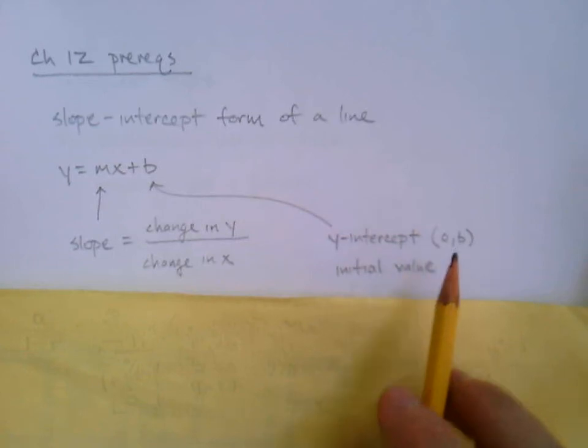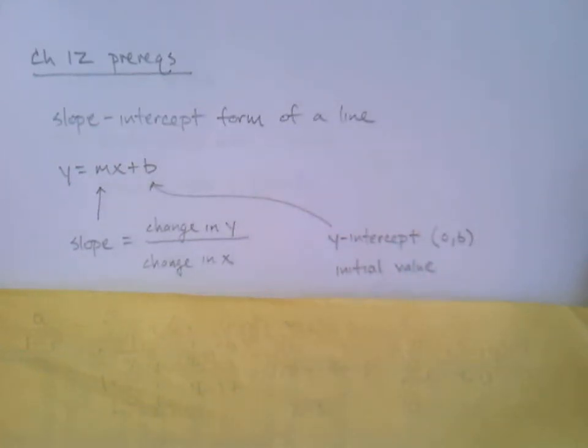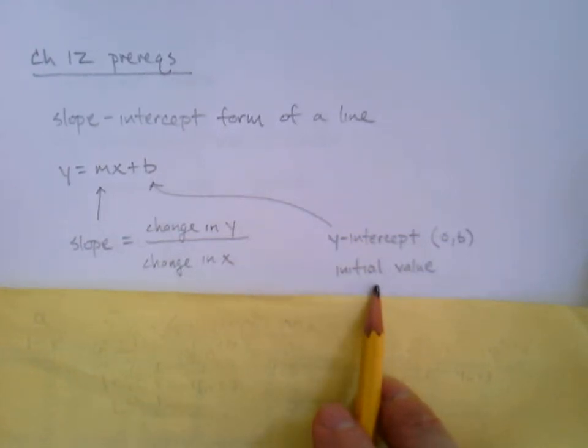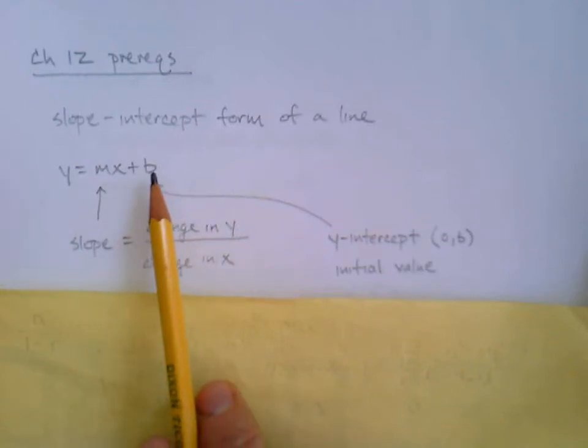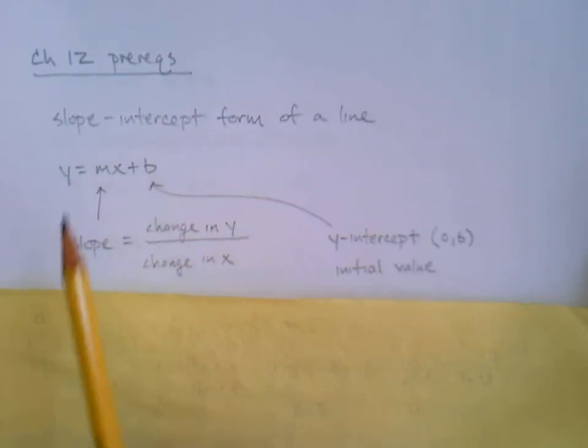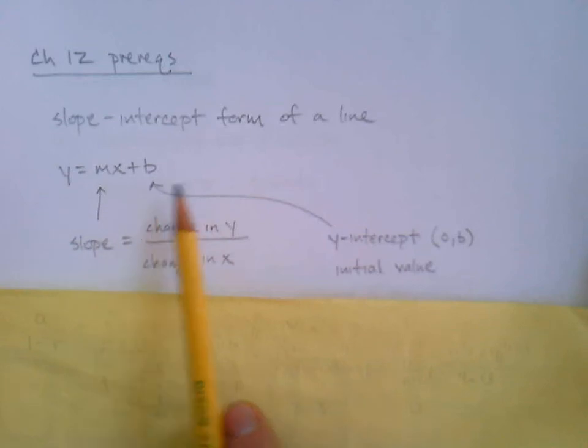Technically, it's the point 0, b. But when it comes into the context of an application, think of it like an initial value. That's the initial y value. When x equals 0, that's the value that y takes. And then as x increases, it starts to move up or down depending on the slope.